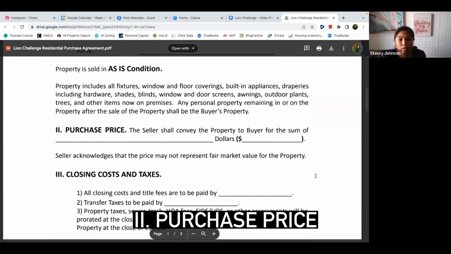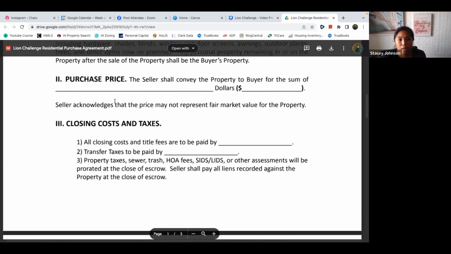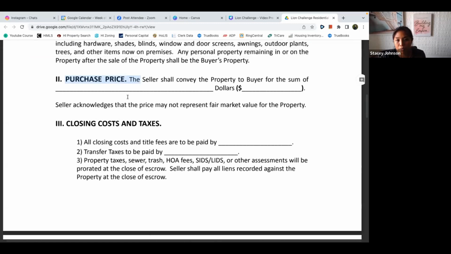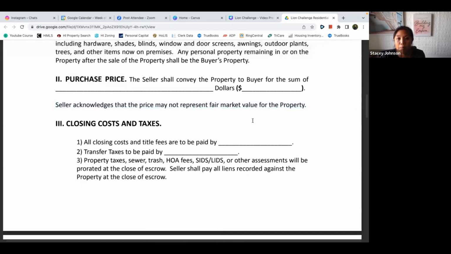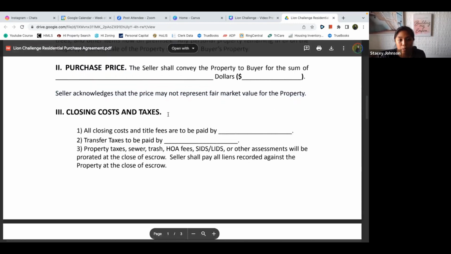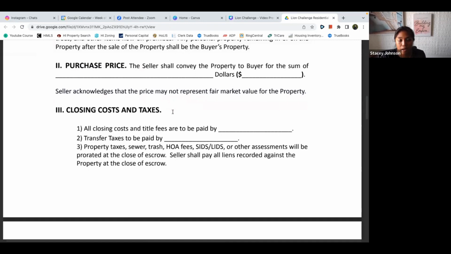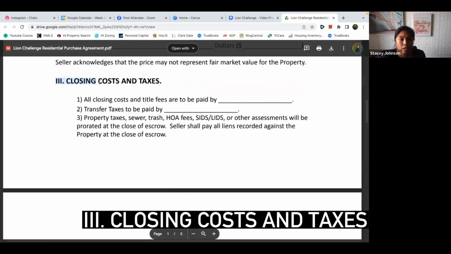So section number 2 is the purchase price. Like I said, Mr. Seller, we are going to be buying this property for $510,000, and you just acknowledge that this may or may not be fair market value. We are buying this property to make a profit, and they're typically okay with that because they need to sell quick.